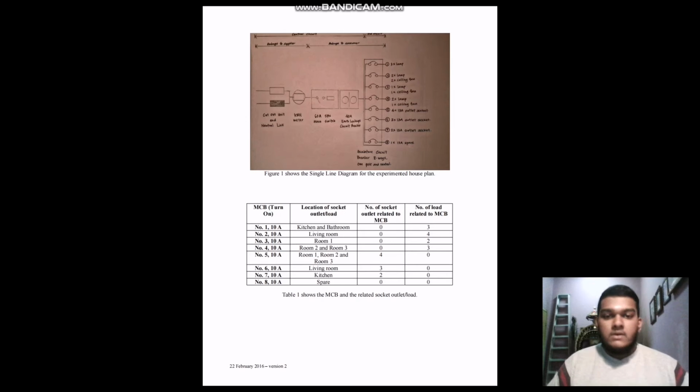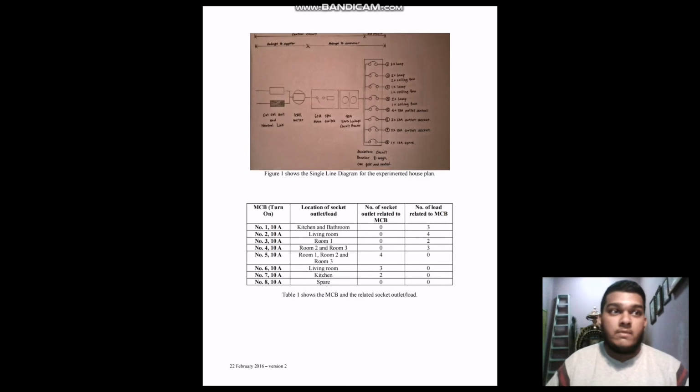And number 5, rooms 1, 2, 3, all the rooms available in our house plan, number of socket outlets related to MCB is 4. Meanwhile, number of loads related to MCB is 0. Number 6, living room, number of socket outlets related to MCB is 3, while number of loads related to MCB is none. Number 7, kitchen, number of socket outlets related to MCB is 2. Meanwhile, number of loads related to MCB is 0. Number 8 is spare, both of them are 0.